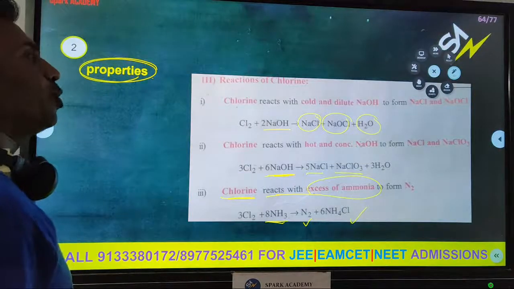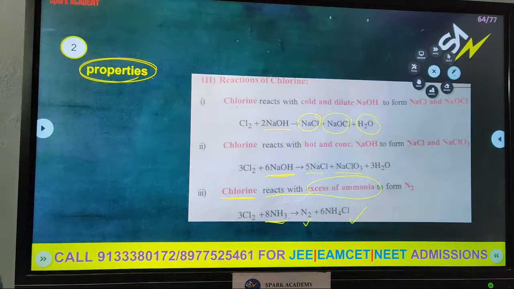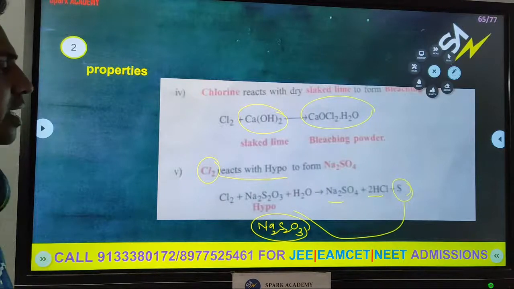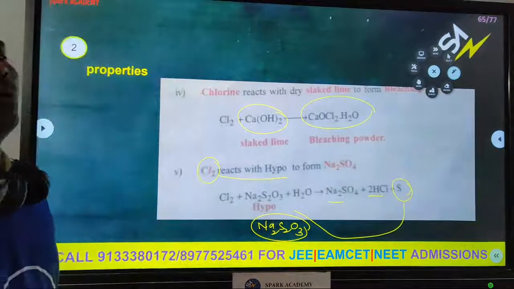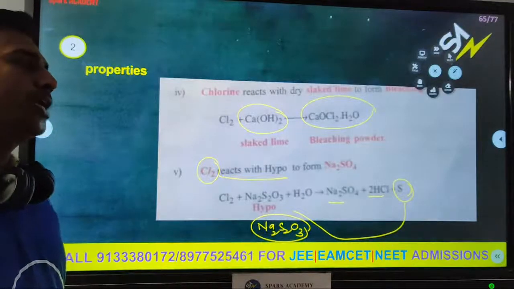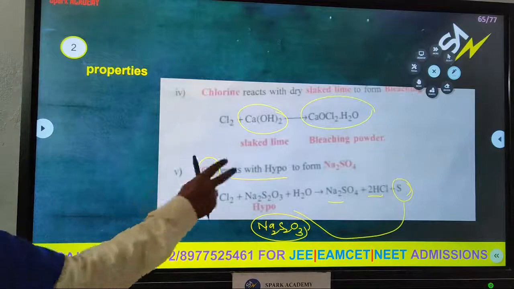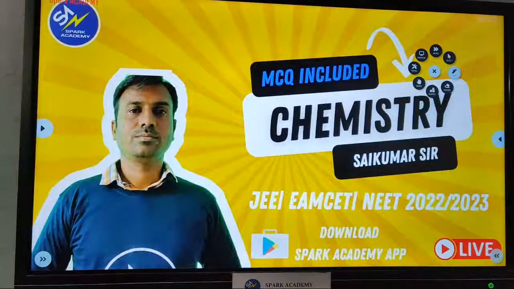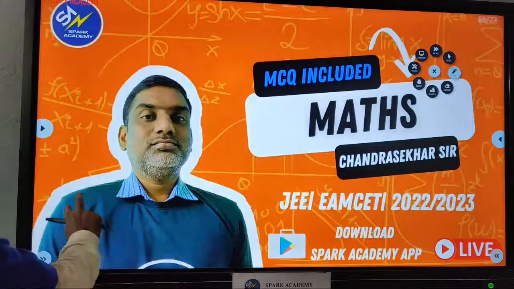Next, the properties of the chlorine. In that, the first property is chlorine with sodium hydroxide, concentrated and dilute, and excess ammonia. Next, calcium hydroxide, which is called slaked lime or lime water. Last is with hypo. Here chlorine reacts with hypo also, forming sodium sulfate, and sulfur is released.